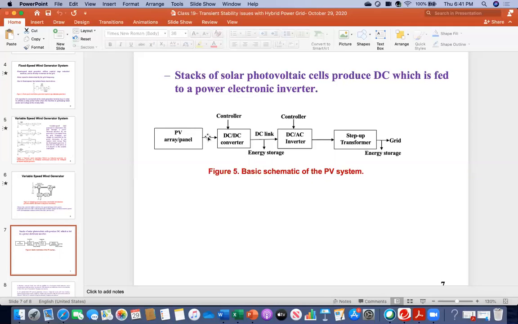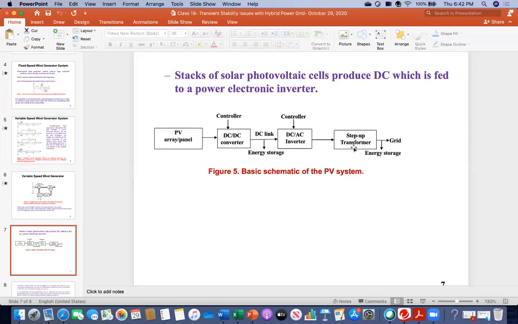I mean, not more than 200 volt here, hardly 200 volt. In most cases, 100 volt, 150 volt. And then you need to boost up that voltage. So that's why this is a DC to DC boost converter that raises the voltage. And then how much it is rated depends on that inverter capacity. And then again, that depends on what is the requirement on the grid.